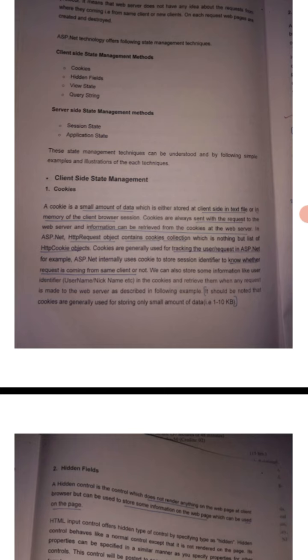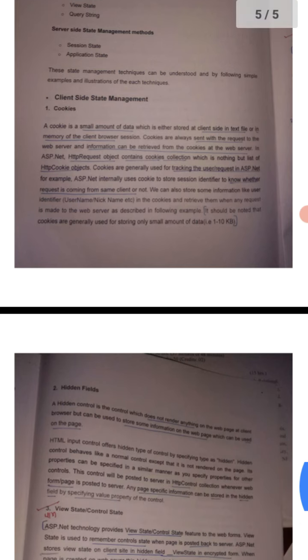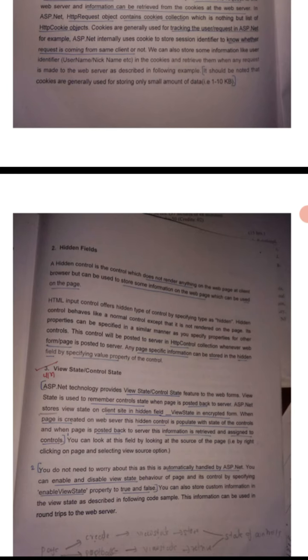It should be noted that cookies are generally used for storing only a small amount of data, that is 1 to 10 KB. Now, hidden field controls. A hidden control is a control which does not render anything on the web page at the client browser but can be used to store some information on the web page which can be used on the page.